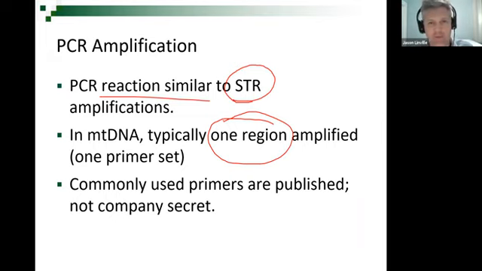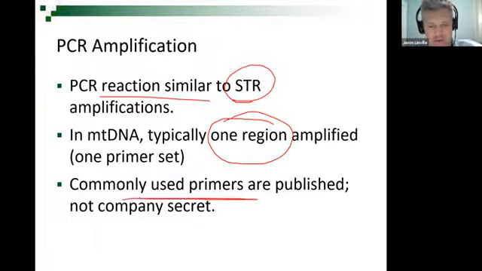Yeah, it's going to be primers. Because remember, primers attach to the DNA. If you order different primers, they will attach to different areas of DNA. So we're still going to use our DNA. We're still going to use Taq polymerase. We're still going to use dNTPs. We're still going to use primers. We just put in different primers than we did for STRs. So essentially the reaction is, again, very similar.